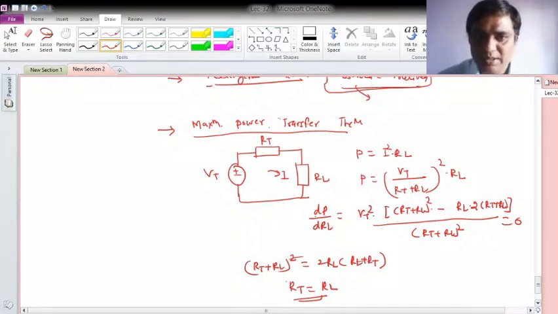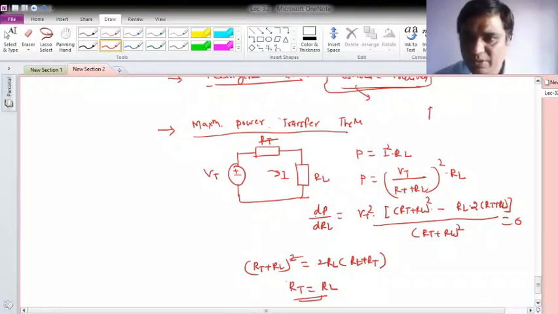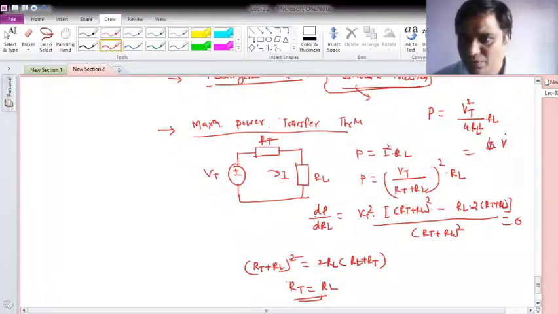Okay, and in terms of the impedance, let me calculate the power first. So power will be Vt, and Rt and RL have to be equal, so it will be 2 times RL, so it will be Vt square over 4 RL square into RL, which is Thevenin's voltage square over 4 RL. This is for a resistive network.